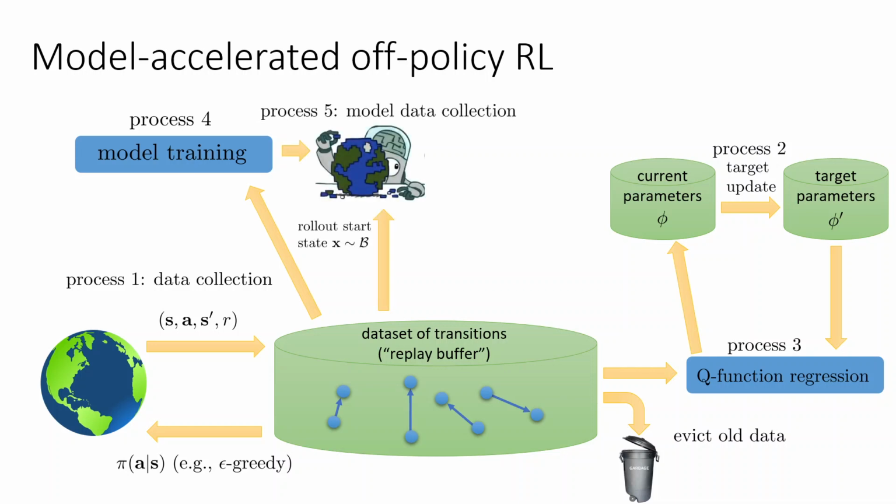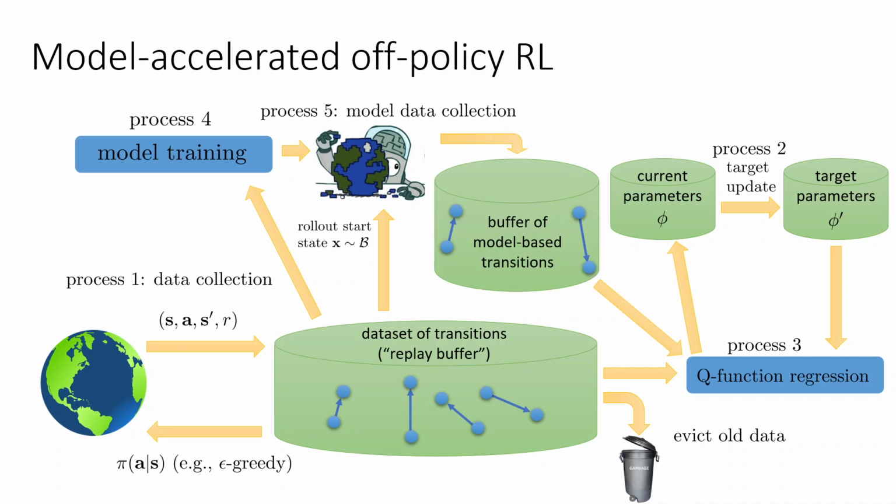Then there's a process that collects data using the model. So this process is going to sample a state from your buffer. It's going to take your trained model, and it's going to run a short model-based rollout from that state. And there's a choice you can make here. You can either use your latest policy or the policy that collected the data or something else. The most common choice would be to use your latest policy, so you would actually use your current parameters phi and do the argmax or use the corresponding actor.